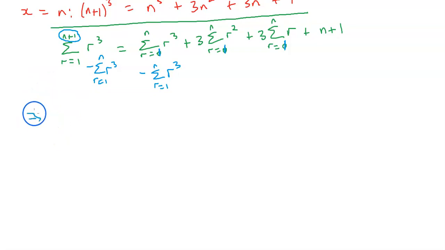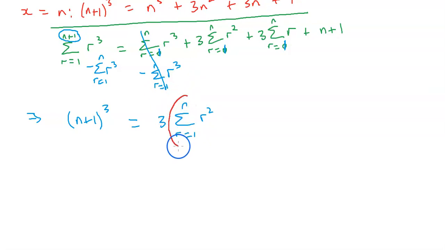So on this side of the equation, we have just n plus 1 cubed. That's the result of this subtraction here, because all the other terms will cancel out. And then this just disappears completely. And then we have 3 times the sum from r equals 1 to n of r squared, which I believe is the thing we are looking for. We're trying to find this one.